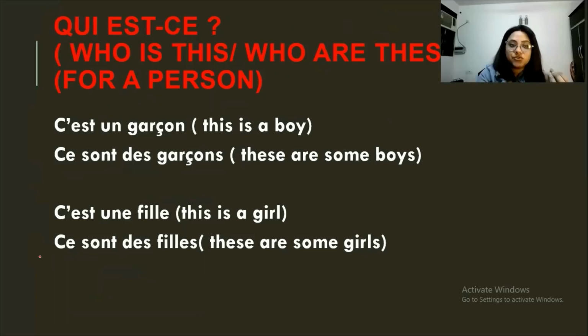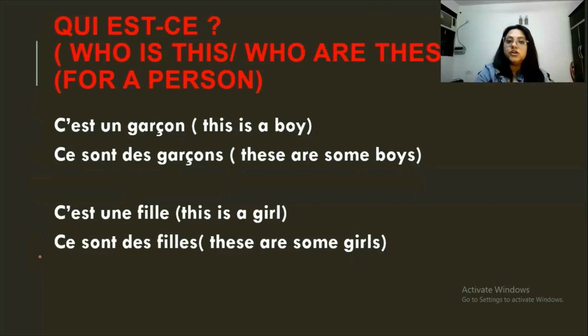Now, let's understand the second question, that is, qui est-ce? Qui est-ce? Which means, who is this or who are these? And basically, we use this question to identify a person in the sentence. If you have a human being in your answer, then you should ask qui est-ce? That is, who is this or who are these?